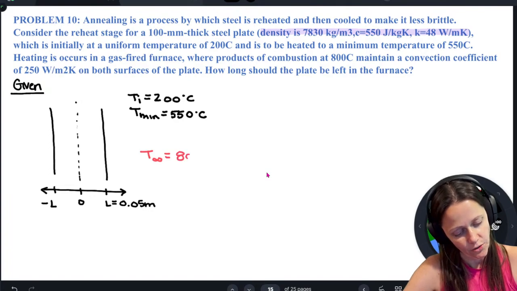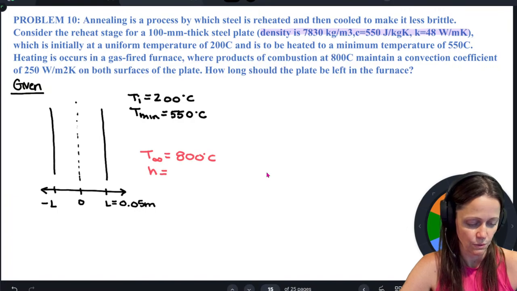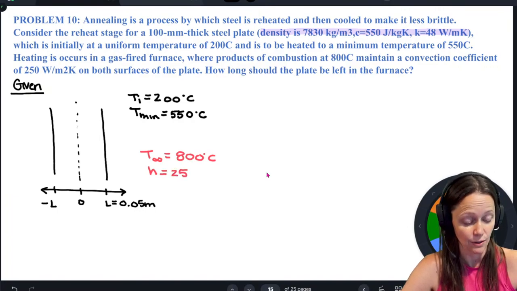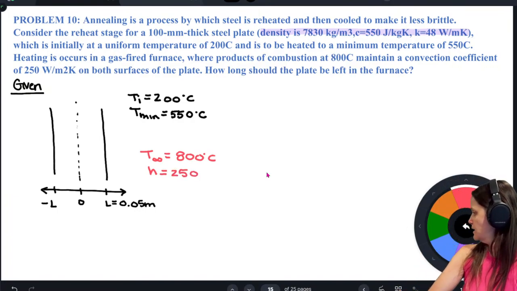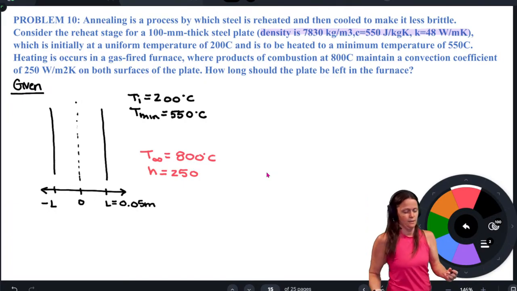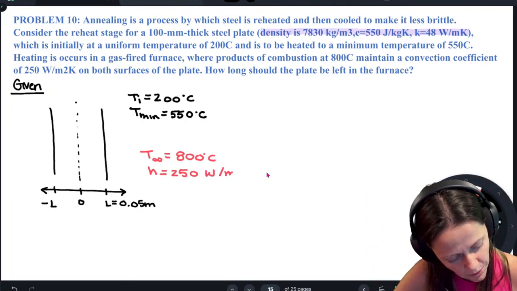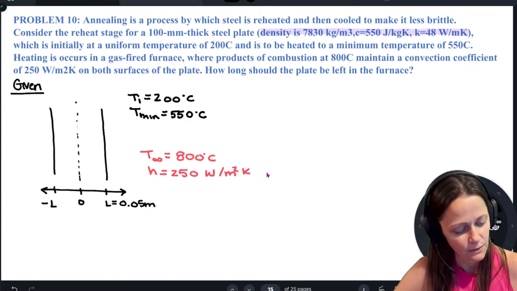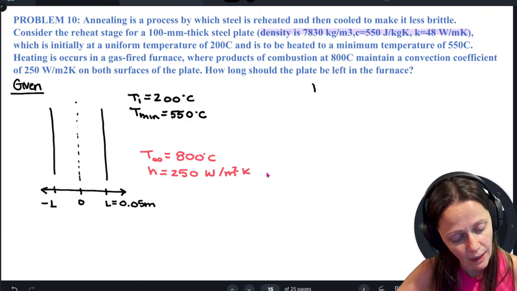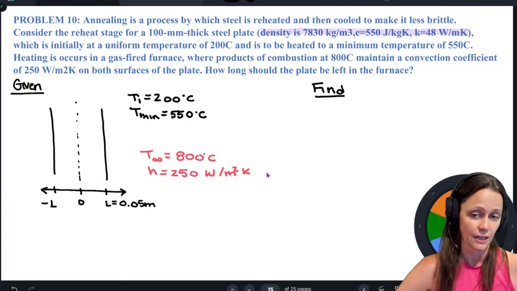Are at 800 degrees Celsius, and then we have a convective coefficient of 250 watts per meter squared Kelvin. And we want to know how long should the plate be left in the furnace?